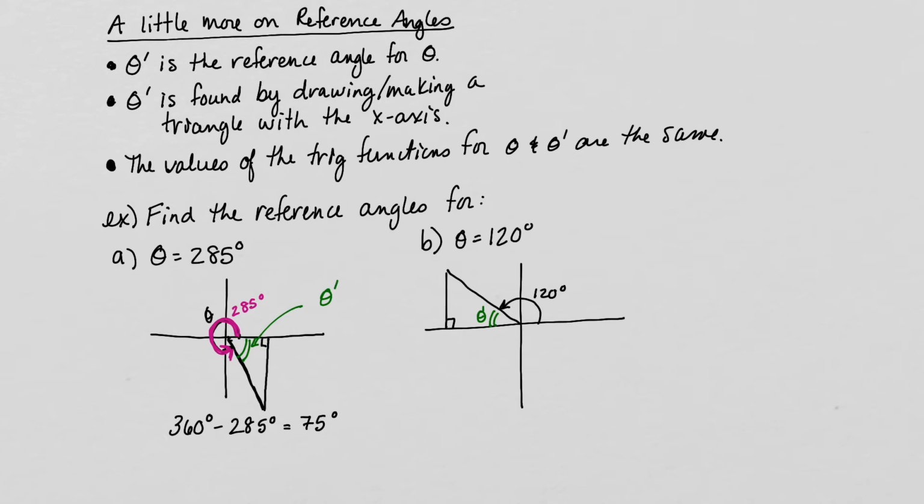Yeah, so if you notice, and I'll make it pink again here, this pink part and that green part together make a straight line, which is 180 degrees. So here it's going to be 180 degrees minus 120 degrees, or 60 degrees. The arrow always starts in quadrant 1, yes.